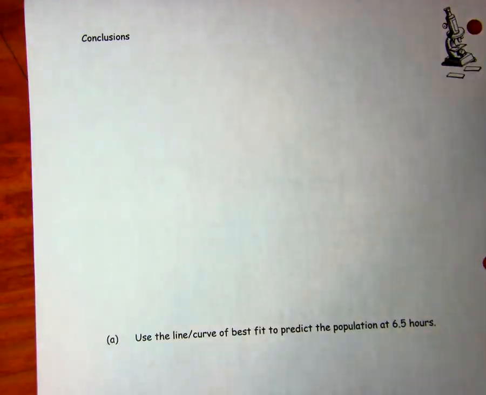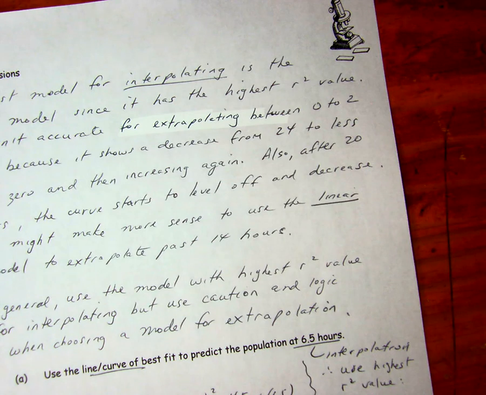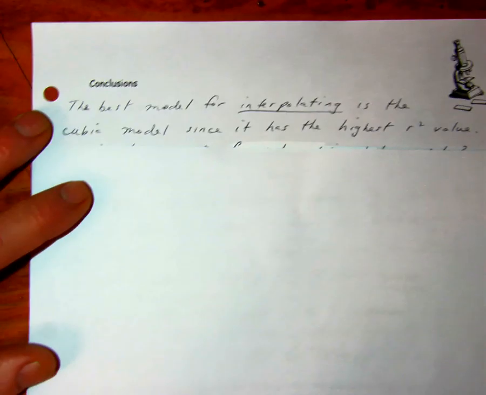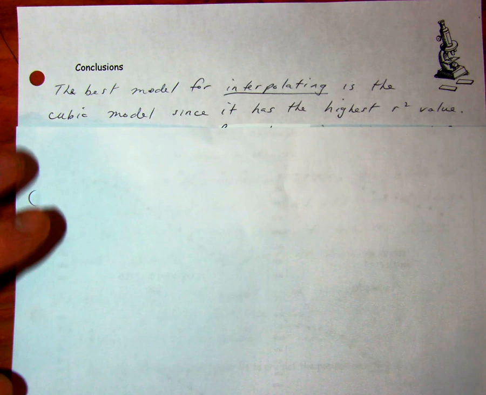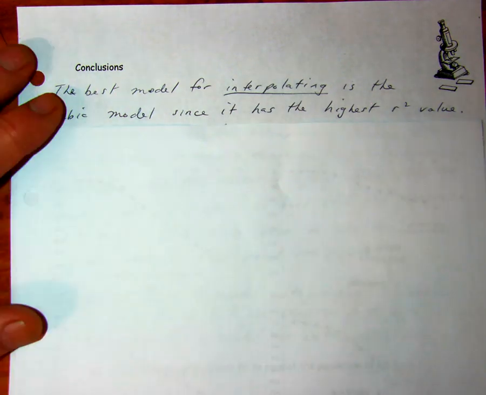So, which one was the best model? I'm just going to show you instead of writing right in front of you, I'll just uncover. So, the best model for interpolating is the cubic model, since it has the highest R-squared value.